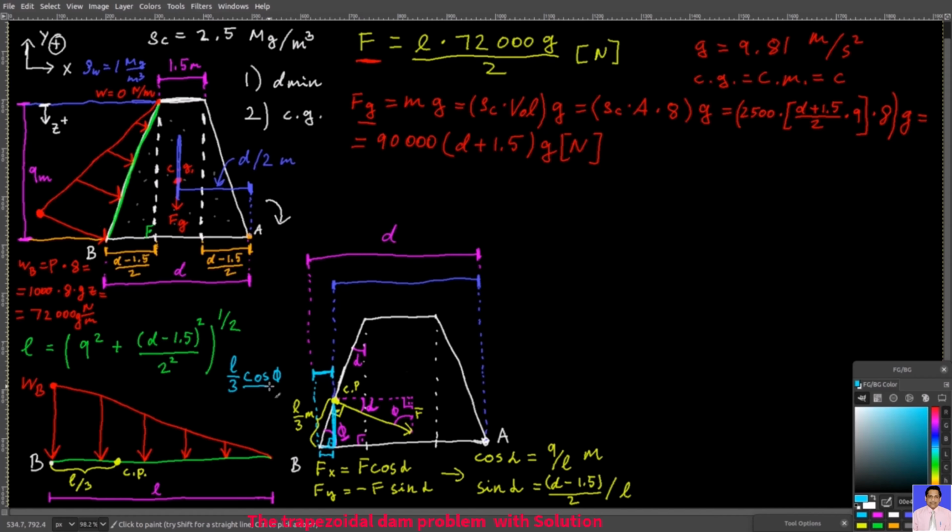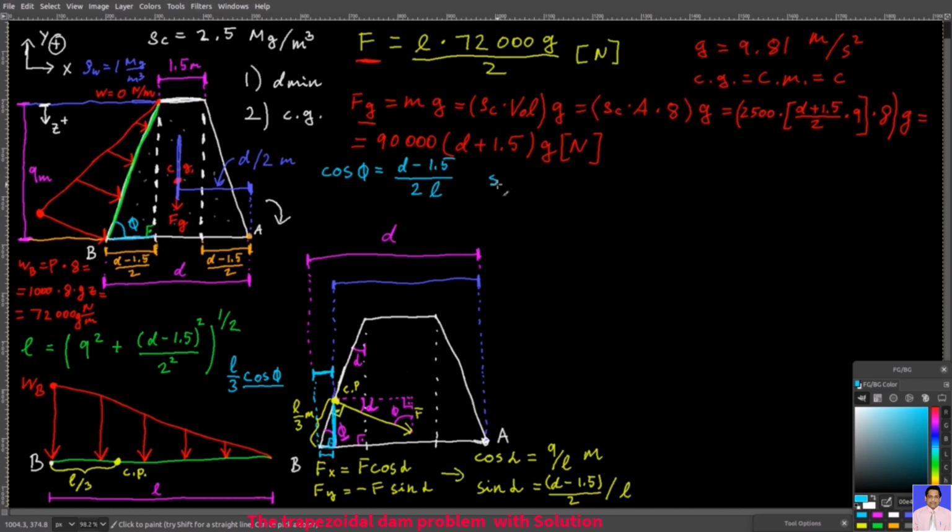Now, what is cosine phi? If you look at this bigger right triangle here, this entire right triangle, where this is your phi, then you can say that cosine phi equals the adjacent side divided by the length of the dam. So (d minus 1.5) over 2, and now if you divide it by L, it's the same thing as multiplying it by 1 over L. So in the end, this is your cosine phi.